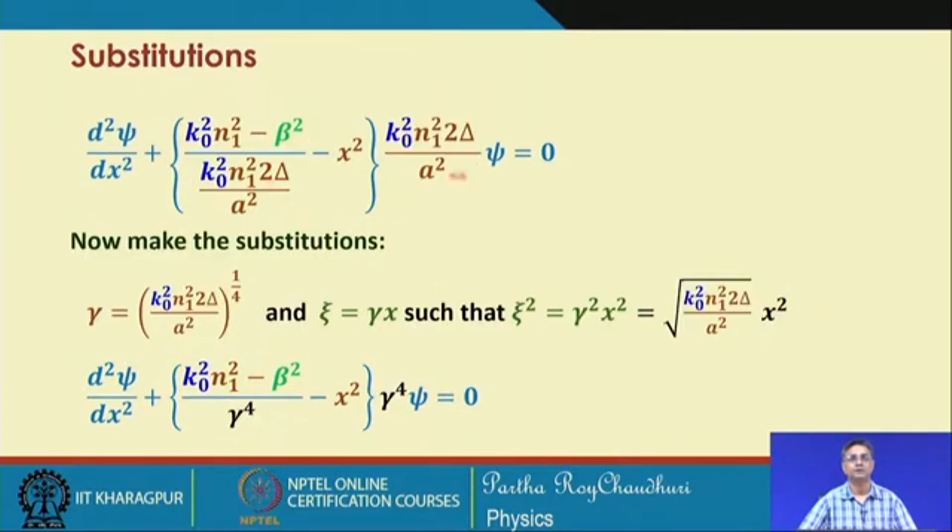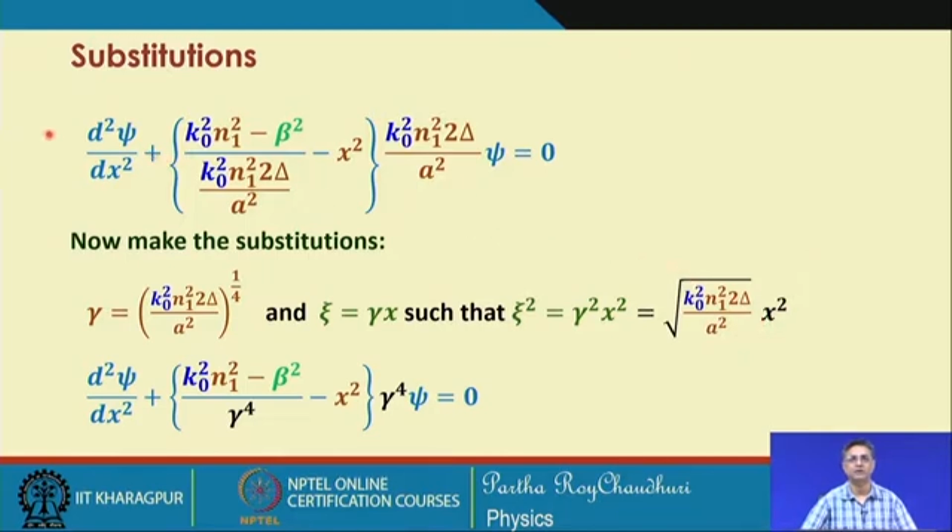Therefore, in this equation we can make a simple substitution, put gamma for this one, that is (k 0 n 1 square twice delta by a square) to the power of 1 by 4 equal to gamma. Then put another variable xi, which will be equal to gamma into x, such that xi square will be equal to gamma square x square, and because I have defined gamma in this way, gamma square x square will be this quantity multiplied by x square.